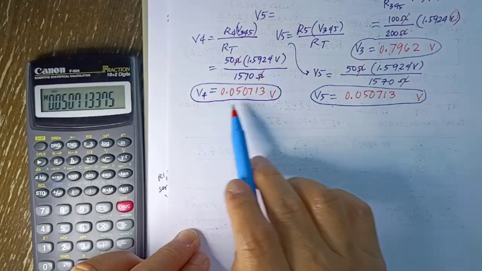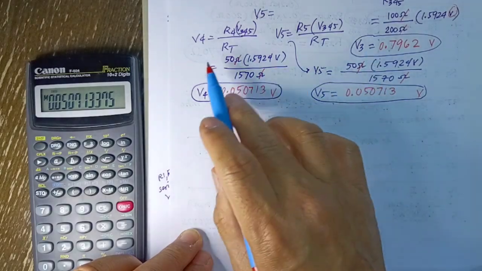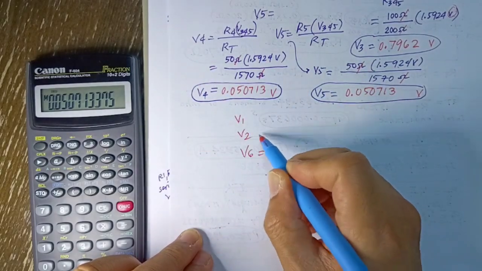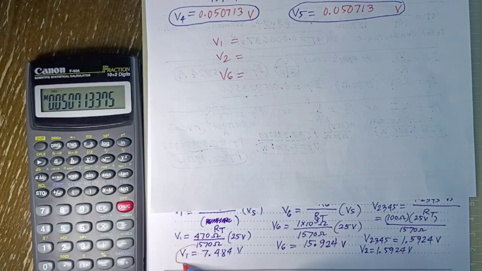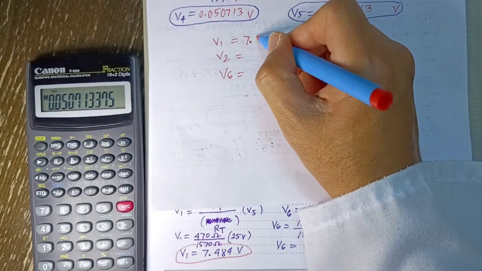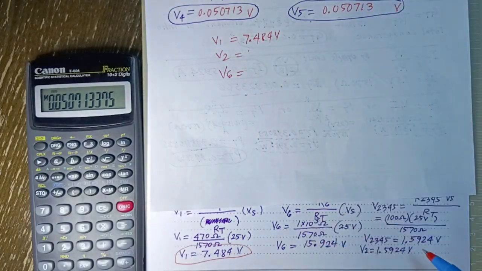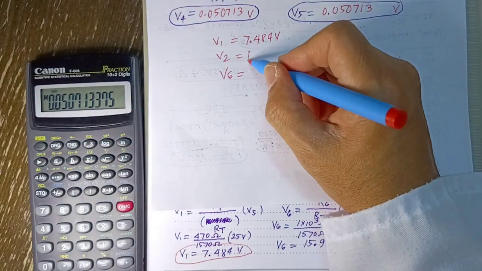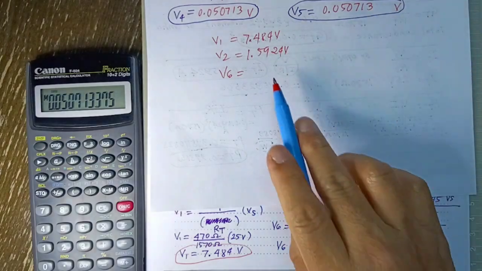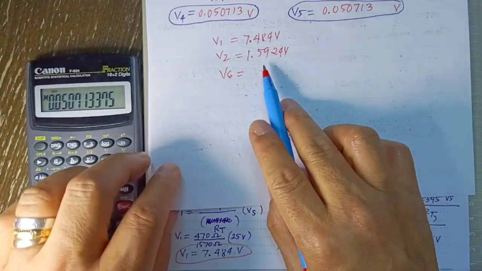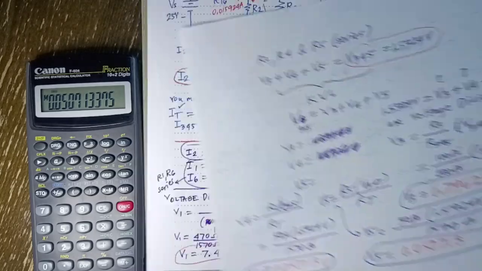Let's just write all of our voltages. We have V1, V2, V3, V4, V5. Let's put V6 over here just to make a summary. So our V1 is 7.484 volts. Our V2 is 1.5924 volts. And now you will see that 1.5924 is equal to V345.